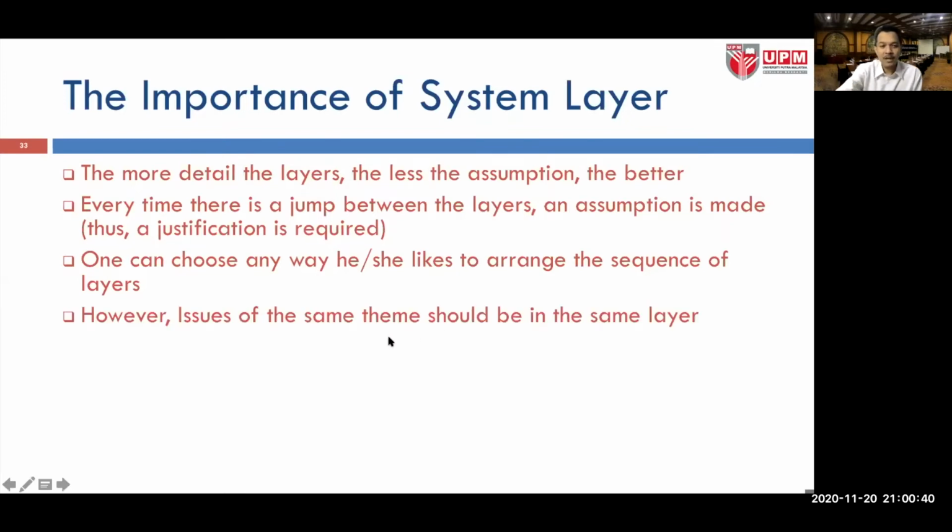However, issues of the same theme should be in the same layer. You cannot suddenly mix sedan car with steering wheel, because that does not jive with each other. It does not match with the theme. Okay, when you write your literature review later on, you are going to divide the sections by the themes that you have chosen. When you talk about the type of cars, you only talk about type of cars. You don't mix with the story about the tire pressure. So it is in a different paragraph, right?